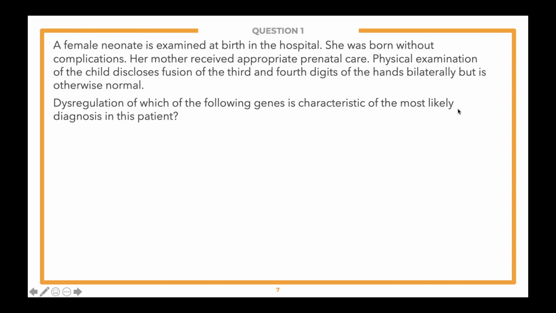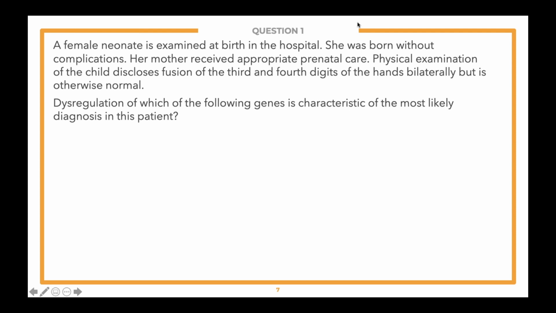Let's go ahead and take a look at that vignette. A female neonate is examined at birth in the hospital. She was born without complications. Her mother received appropriate prenatal care. Physical examination of the child discloses fusion of the 3rd and 4th digits of the hands bilaterally, but is otherwise normal. Dysregulation of which of the following genes is characteristic of the most likely diagnosis in this patient? I want all of you to start thinking about the relevant clues in the vignette and lead-in as I hand it off to Paras.